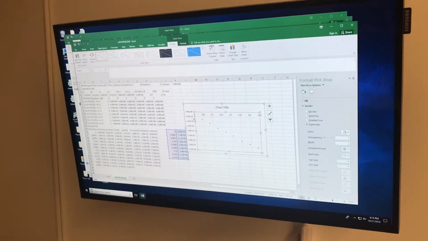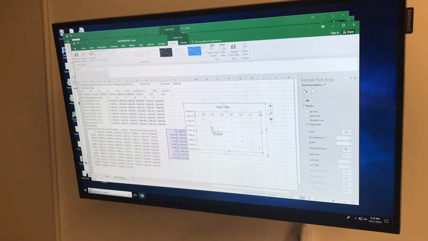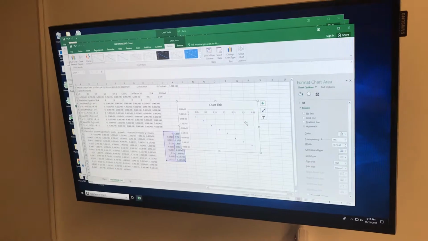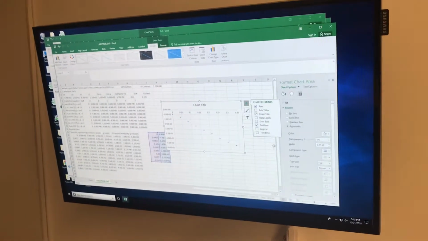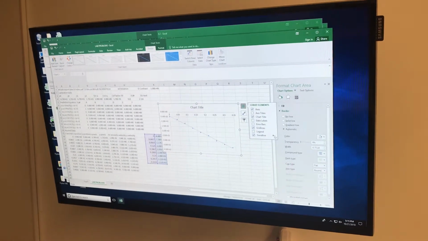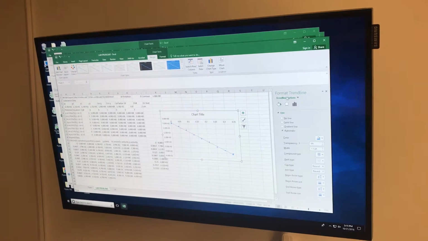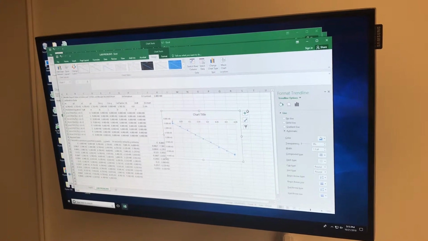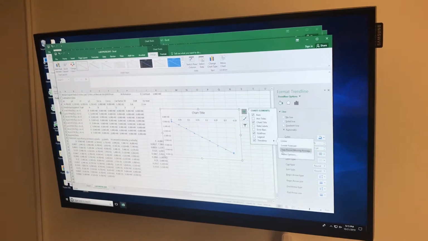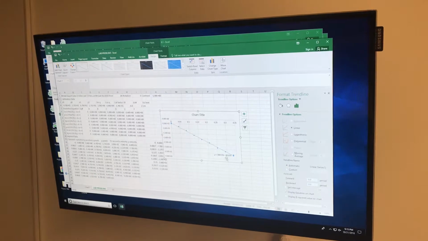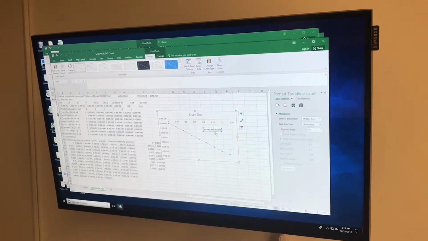So now that the line that connected the dots but isn't technically the fit line is gone, we don't want that in our lab reports. What we do want is the fit line. So click up here, make the trend line, go to more options. We want to display the equation on the chart, and there we go. So now we have our fit equation.